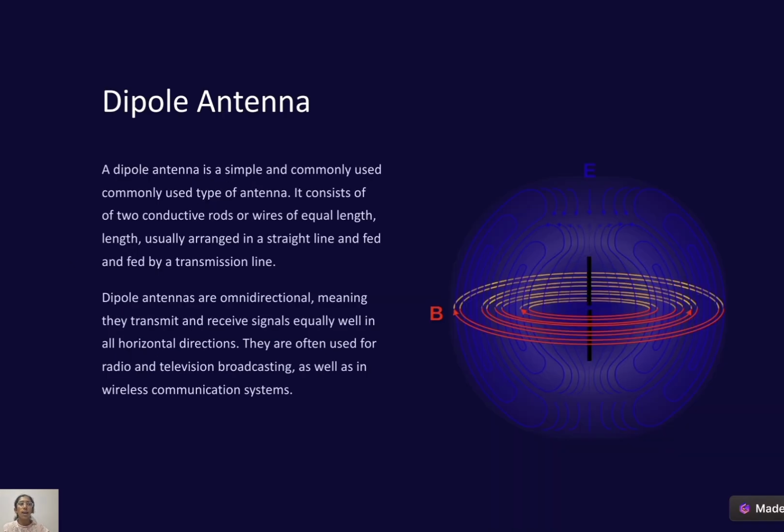A dipole antenna is a simple and commonly used antenna. It consists of two conductive rods or wires of equal length that are usually arranged in a straight line and fed by a transmission line. Dipole antennas are omnidirectional, meaning they transmit and receive signals well in all horizontal directions. They are often used for radio and television broadcasting, as well as in wireless communication systems.